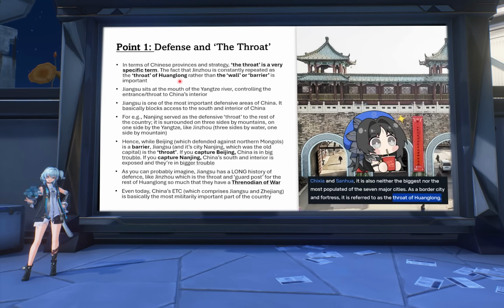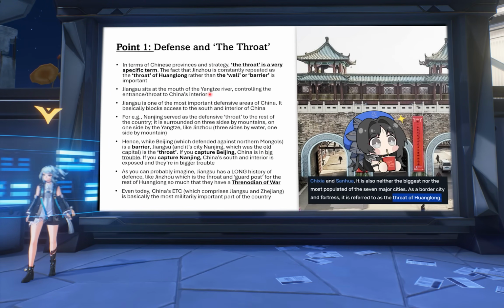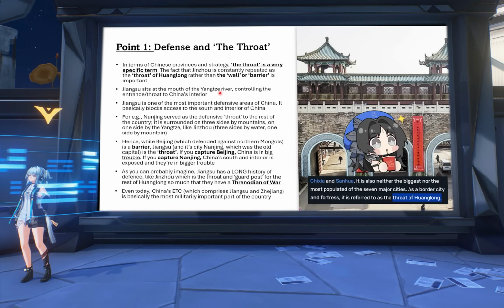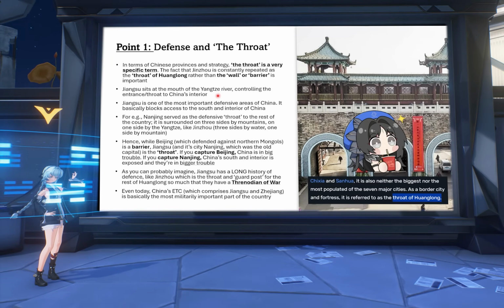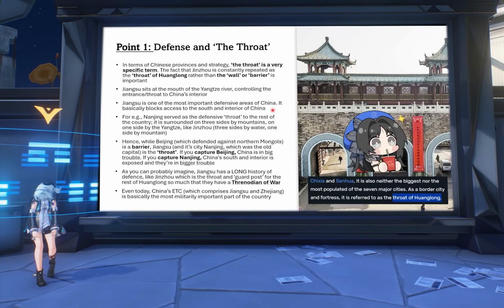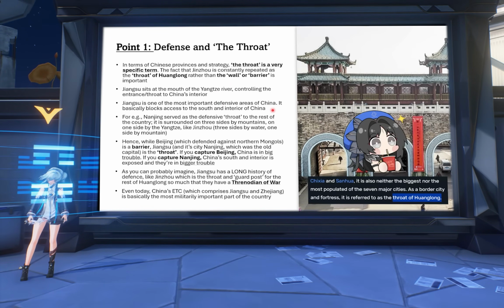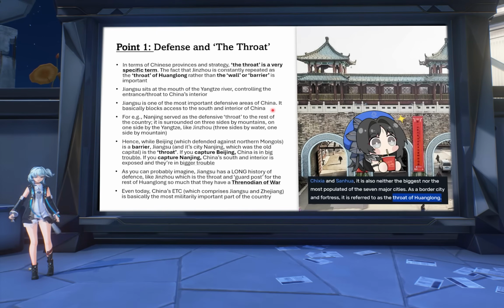So first things first, we need to talk a little bit about the real inspiration, which is Jiangsu. So Jiangsu sits on the mouth of the Yangtze River, right? It controls the entrance, or the literal throat, to China's interior. It's where the Yangtze River meets the ocean. Jiangsu is also one of the most important defensive areas in China because it has a very unique position amongst not just the entrance of the Yangtze River, but also the border or divide between the north and south of China. It blocks both the south and the interior of the country.